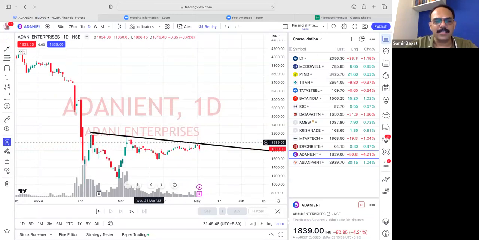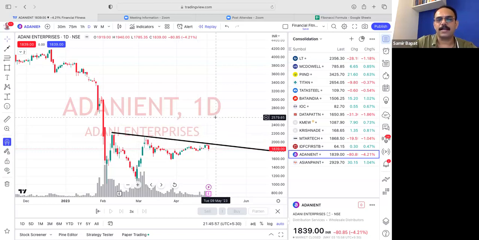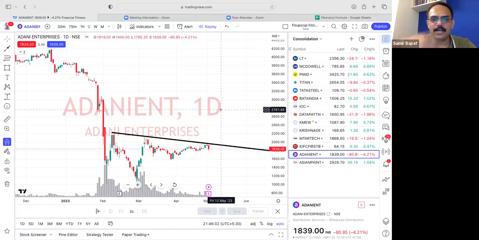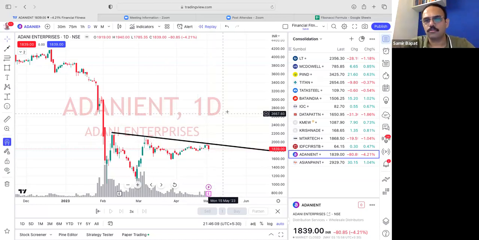Okay, Adani NT is in a triangle. Let it close above this line. I have joined this top. Let it close above this. It might go up till here. It might go till this level in the near future. Beyond that, we don't know. So when this triangle breaks out, let it close above it, then only it will go.